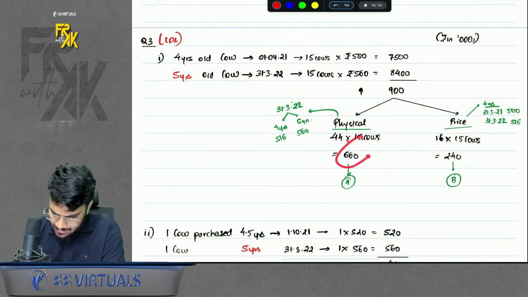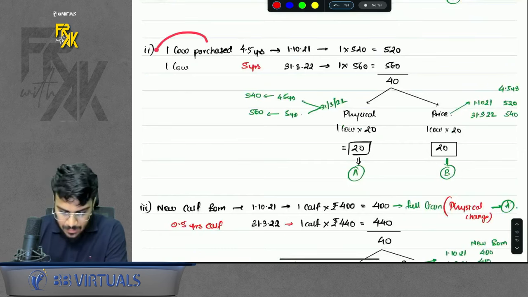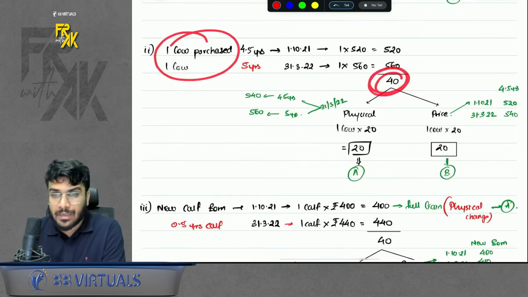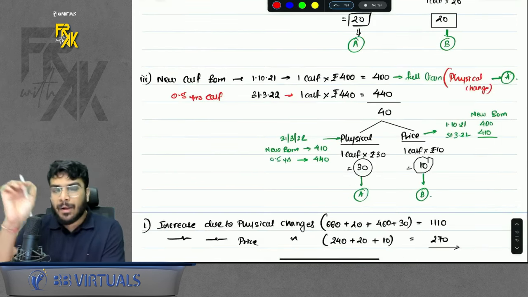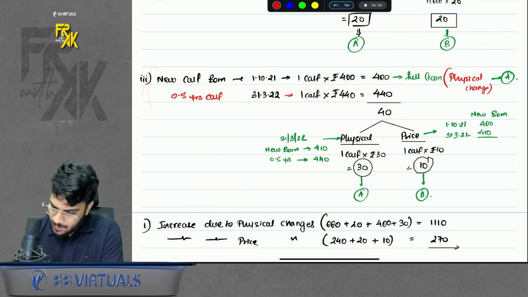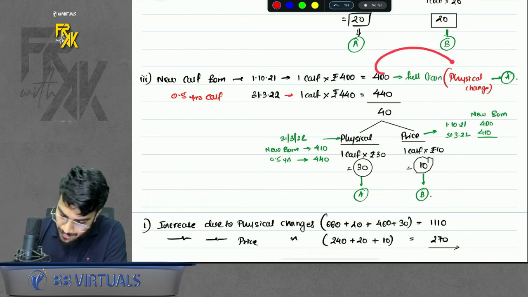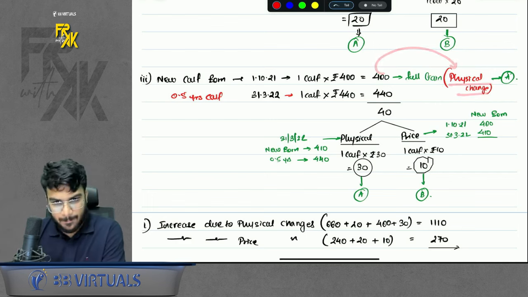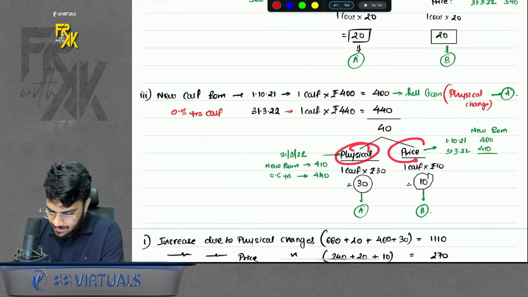Okay, so physical change, price change, I calculated for the 4-year-old cows also. Then we purchased a new cow, same, find the total increase, then find the physical and price change also. And for the new calf also, one point is important. Whenever a new calf is born, whatever the value is on day 1, that full value is gained for you. That full value you will have to allot in physical change only. Okay, then of course whatever is the increase on year end as well, allot into physical and price change.